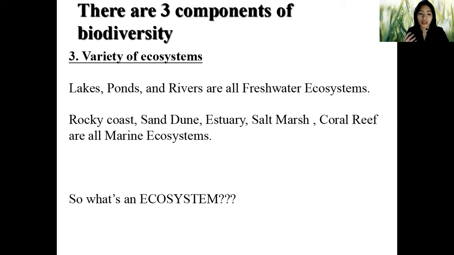You see, in these three components of biodiversity, in an ecosystem pa lang, there are different kinds of species. There are varieties of species. For example, sa coral reef. So the coral reef is an ecosystem. And under that ecosystem, there are varieties of species. And yung mga species na yun, there are varieties of genes. So that is biodiversity, the three components of biodiversity.